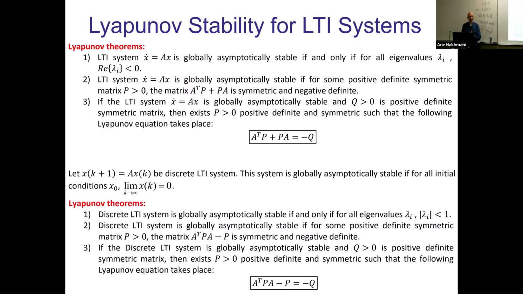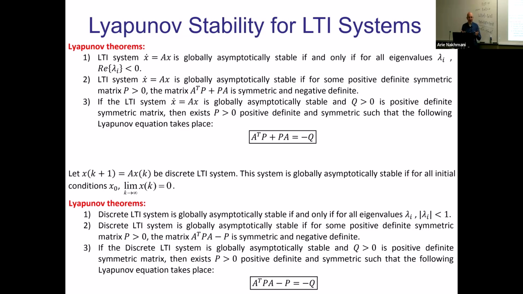It will be asymptotically stable, which means eventually it will converge. It will be Lyapunov stable and eventually converge to the 0 point, to the origin, if all of the eigenvalues have a negative real part. So you know that already, right?